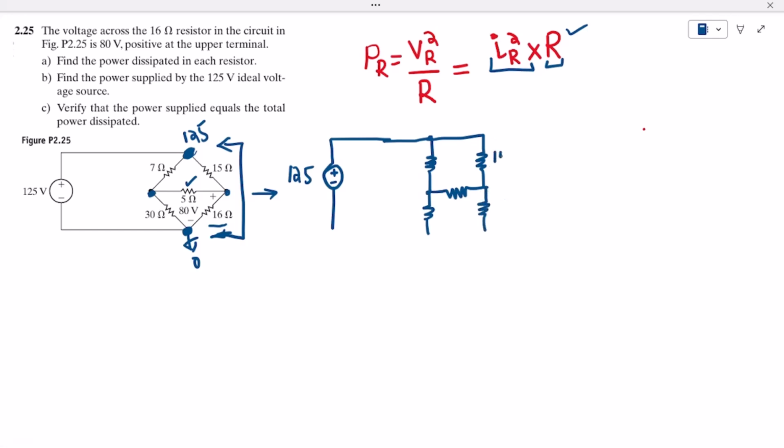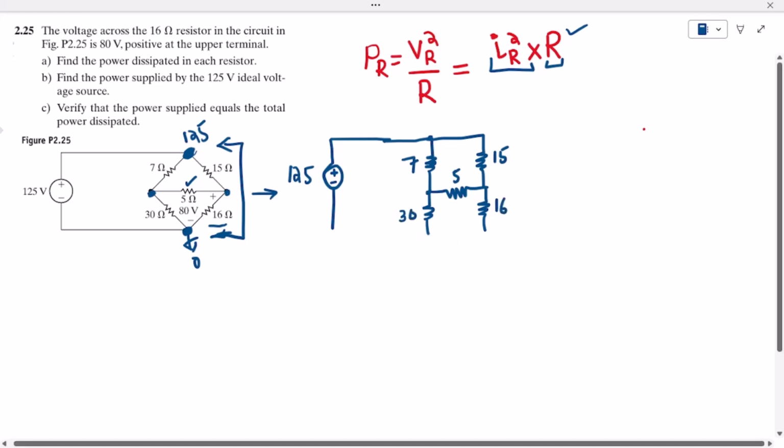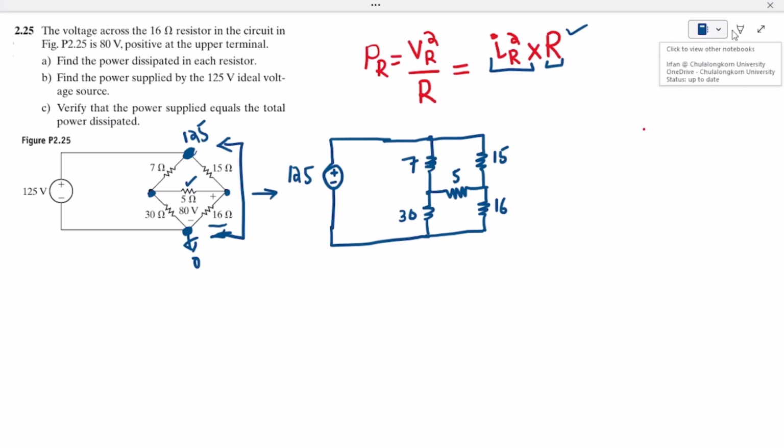Let me write their values as well. So 15, 7 ohm, 5 ohm, 30, and this one is 16, and here we can see that these two are connected, so let me connect them, and these are also connected with the negative terminal of this source. Okay, so this is the circuit which we are going to solve right now.